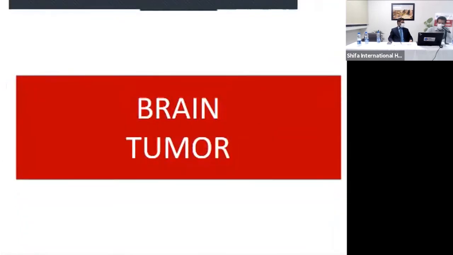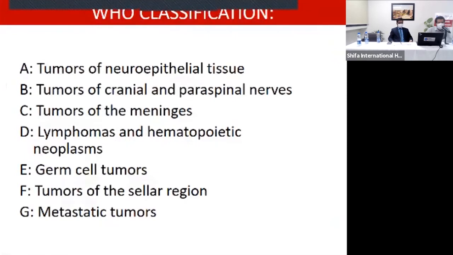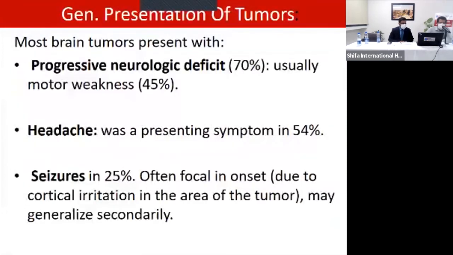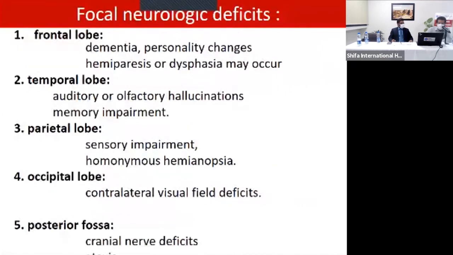Now coming to the brain tumor classification, the tumors are classified as tumors of neuroepithelial tissue, tumors of the cranial and the peripheral paraspinal nerves, tumors of the meninges, lymphomas and hematopoietic neoplasms, germ cell tumors, tumors of the sellar region, and metastatic tumors. So coming to the general presentation of brain tumors, usually most patients with brain tumors present with progressive neurological deficit, present in 70% of the cases. Headache is common, and seizures are present in 25% of the cases presenting to us with tumors.